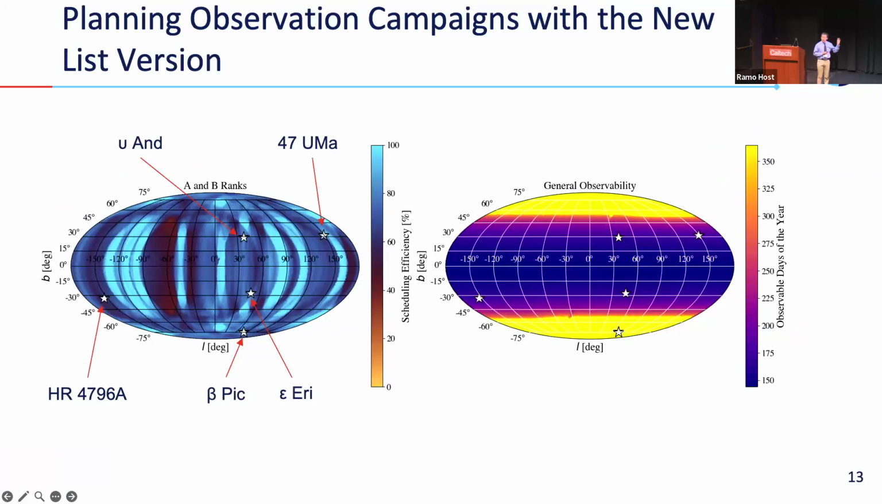It's not quite as good as when we had our 20 A and B ranked stars before, but it's still not bad. On average, we still have about 75% efficiency across the whole sky. And if you're curious as to how this affects observations of your favorite target, I've overlaid some example targets on here just to give you that sense.